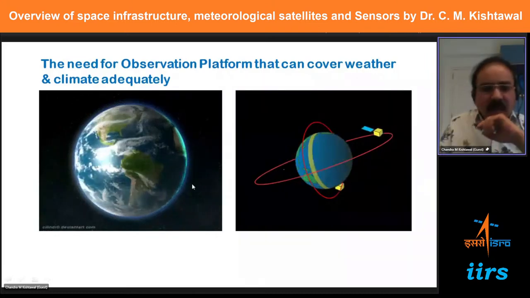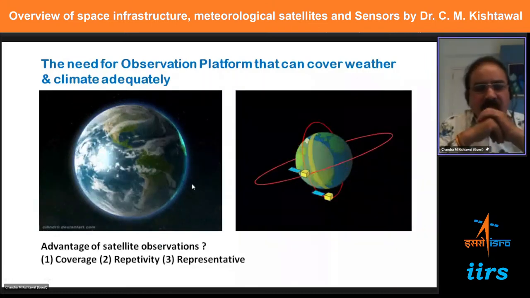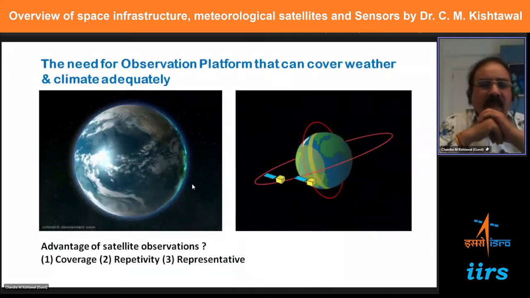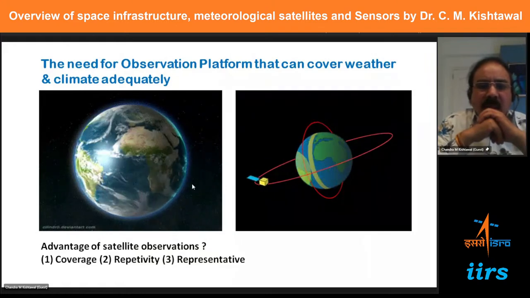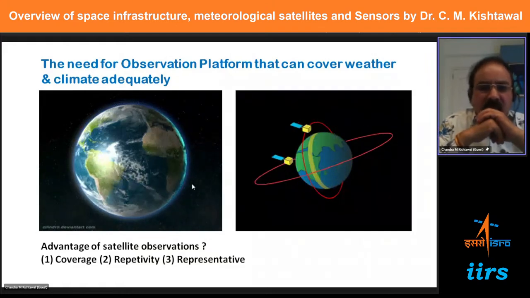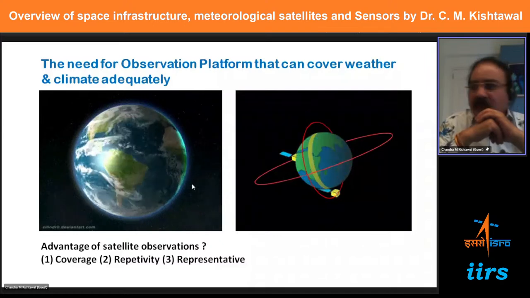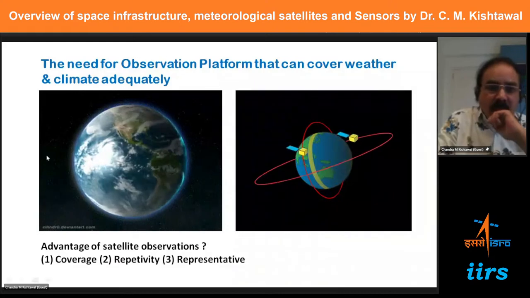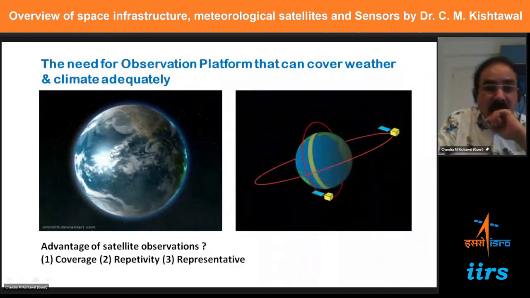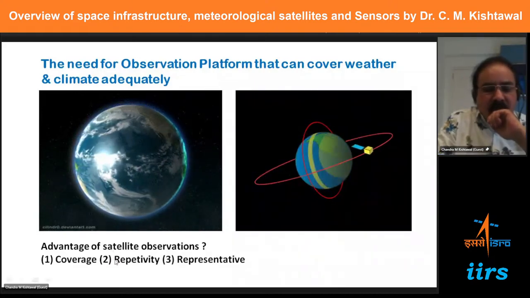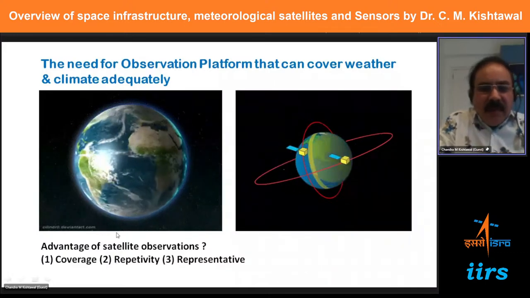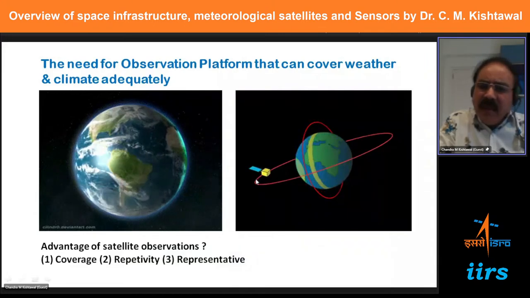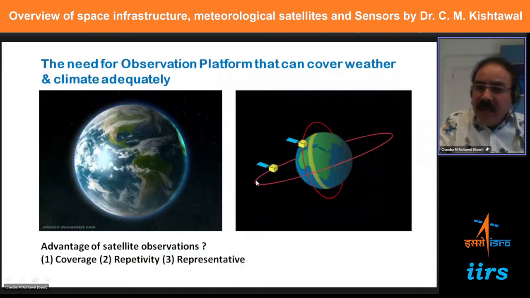So what is the advantage of satellite observation? Number one, coverage. It gives you the global coverage. There is no other instrument that can give you the global coverage. It is very difficult to take the same instrument to all the places and take the measurement of the globe. That's very difficult. Second thing is the repeatability, that these observations are repeated. For example, nowadays geostationary satellites are taking measurements every 10 minutes or every 15 minutes.